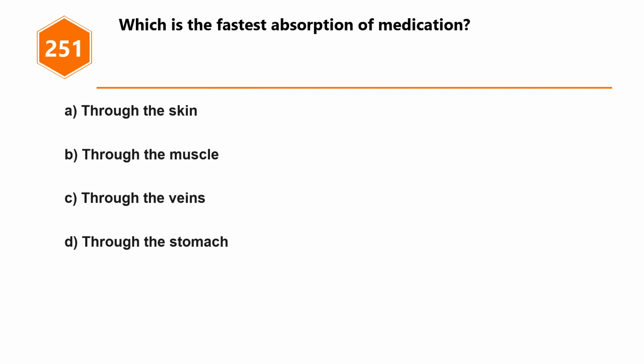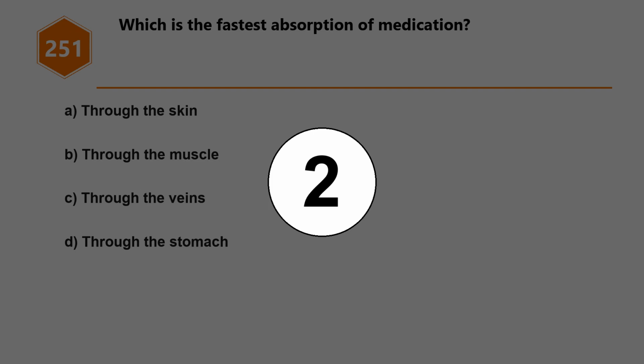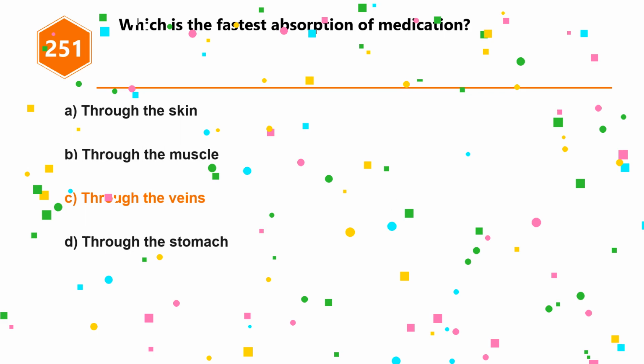Question 251. Which is the fastest absorption of medication? Option A, through the skin. Option B, through the muscle. Option C, through the veins. Option D, through the stomach. The correct answer is option C, through the veins.